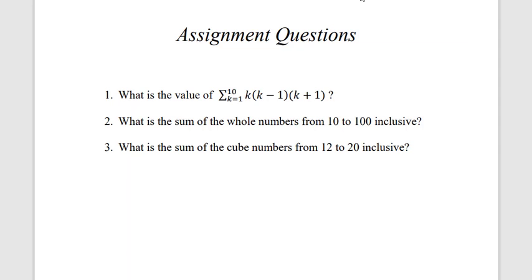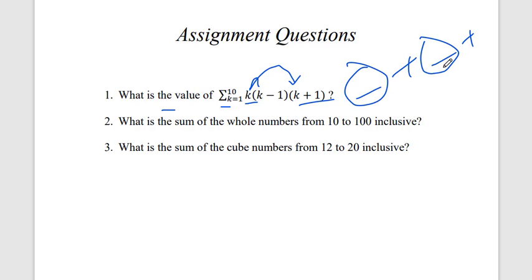Now here is your assignment question. What is the value of sigma k is equal to 1 to 10 of k into k minus 1 into k plus 1? So how do we calculate? First of all, multiply the brackets, and after multiplying with the second bracket, make a polynomial equation like something plus something. Then with the addition property apply sigma to both sides, and with the shortcut you can find the value for k is equal to 1 to 10.